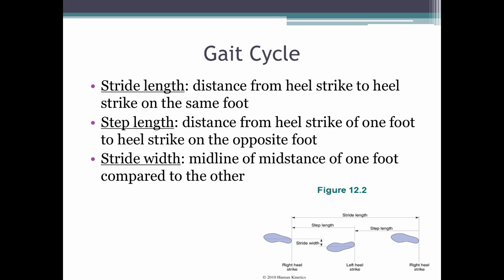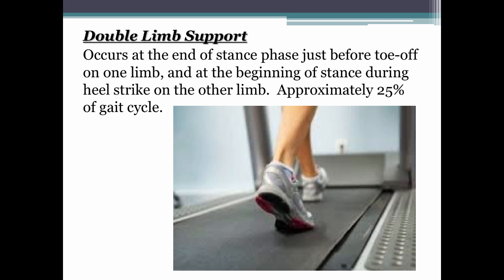And then the stride width is the midline distance of one foot compared to the other. So you have some variability on these depending on the individual, depending on the height of an individual. Obviously someone with longer legs is going to have a longer stride length. Some people have a more narrow stride width. Some people have a bit more of a widened stride width. So we have a lot of variability with those.